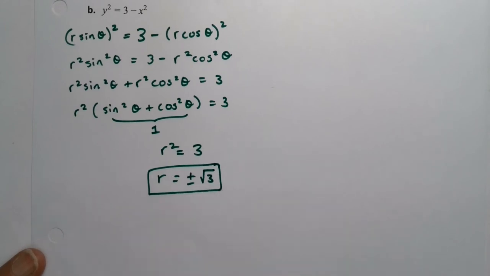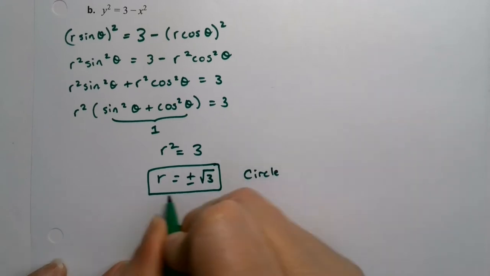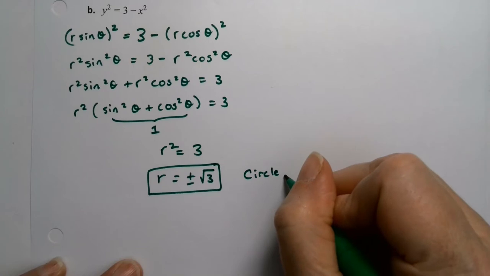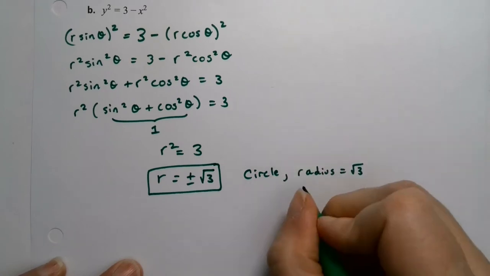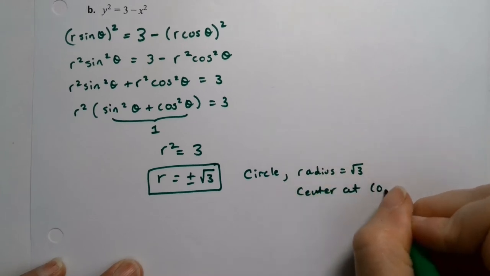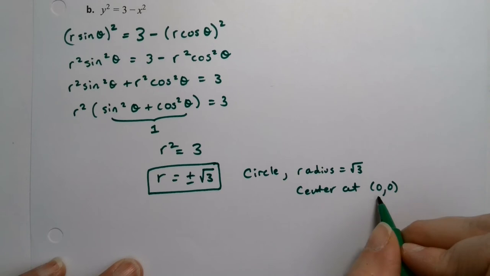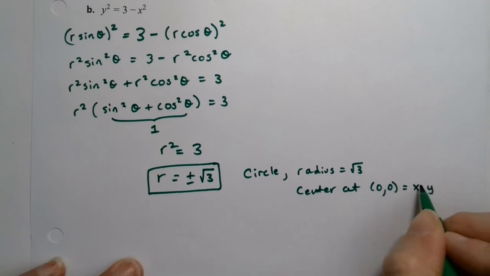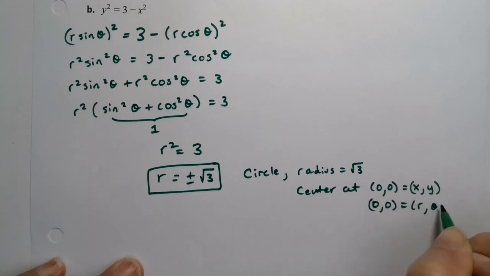Okay, but that's a circle. That's a circle because r is equal to a constant is always a circle. It has a radius equal to the square root of 3. It has a center at the origin. And I know what you're thinking. Is that xy or is it r theta? And the answer is it doesn't matter because it's still the origin. So you could say it's x comma y, or you could say it's r comma theta. Either way, it's still the origin, it's still the pole.